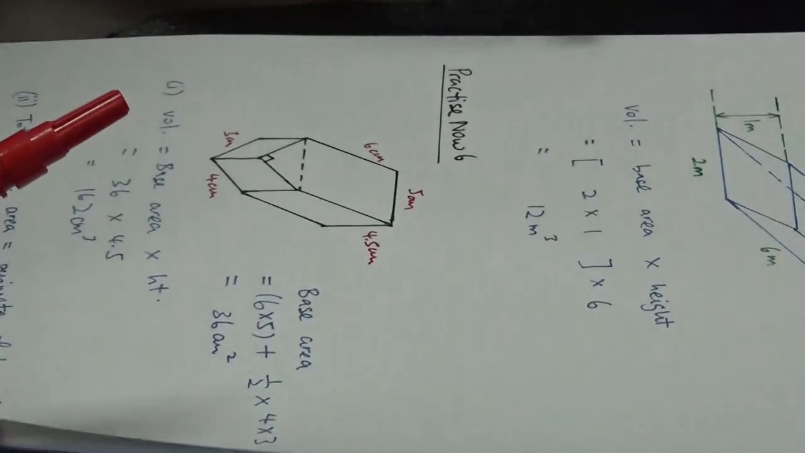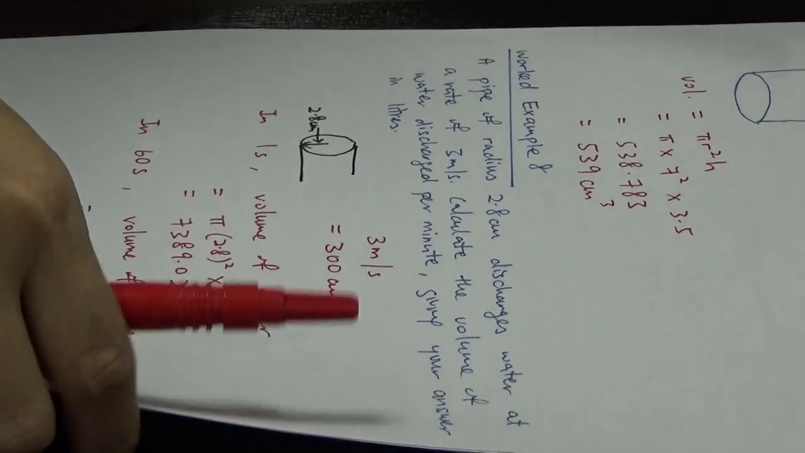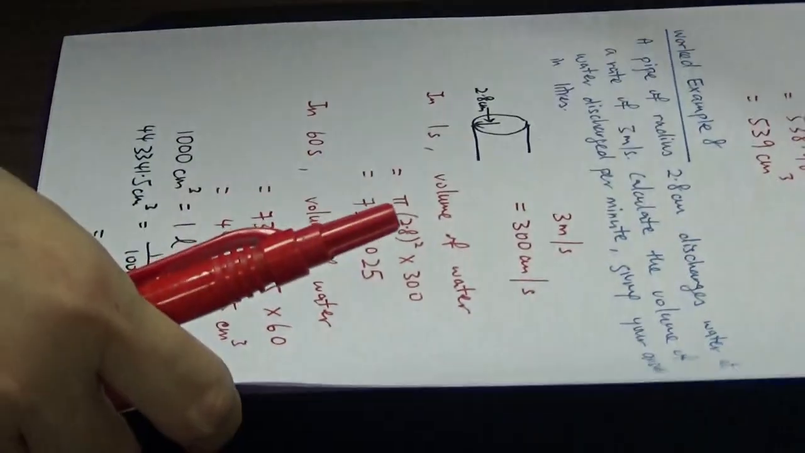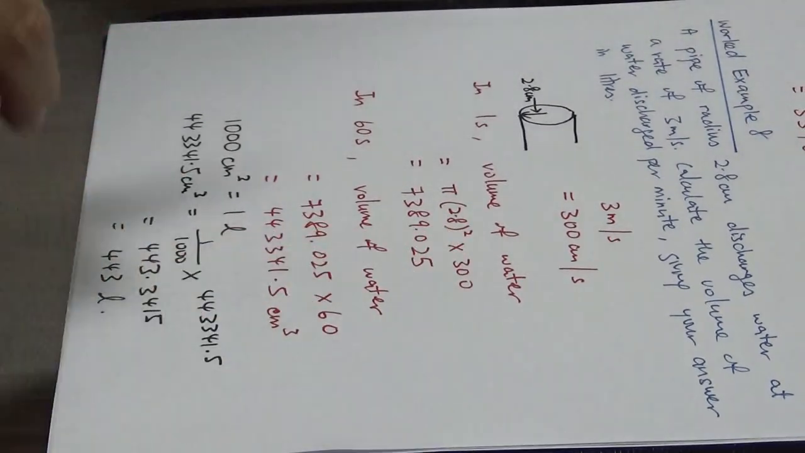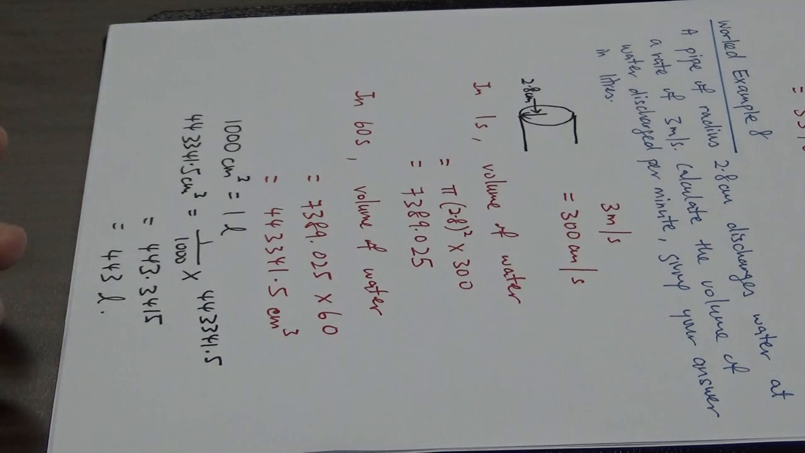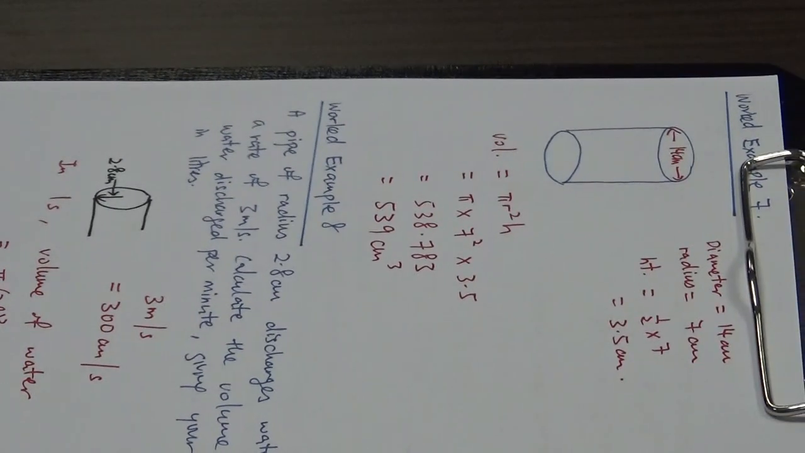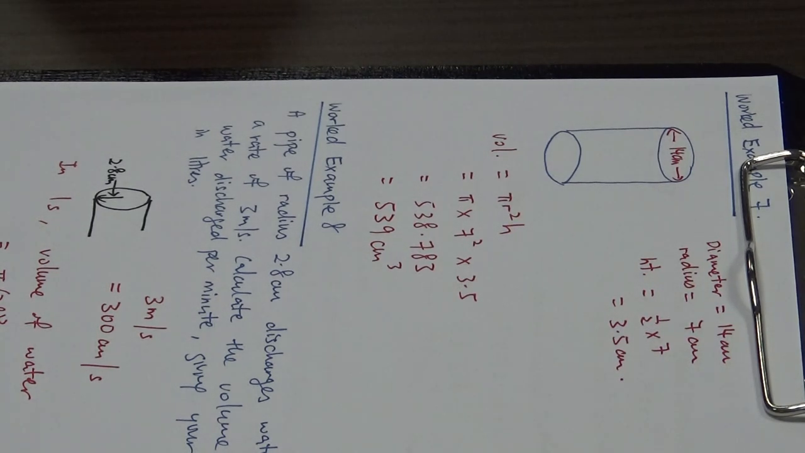Okay, now following which, I'm going on to example 7. Can all of you look at example 7? Worked example 7 that is found on your page 186. Now, this figure shows you a cylinder. Now, the question says the diameter of the base of a cylinder is 14 cm, and its height is half of its base radius. Calculate the volume of the cylinder.